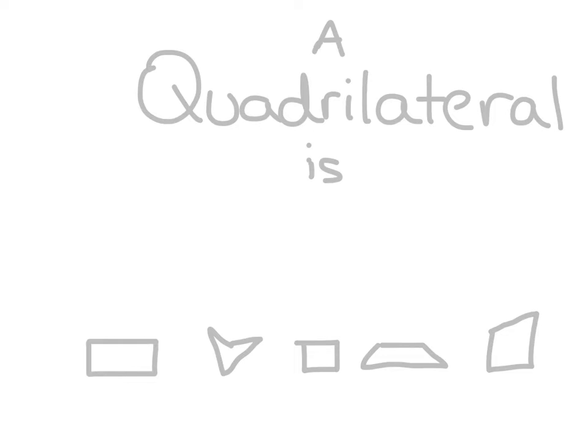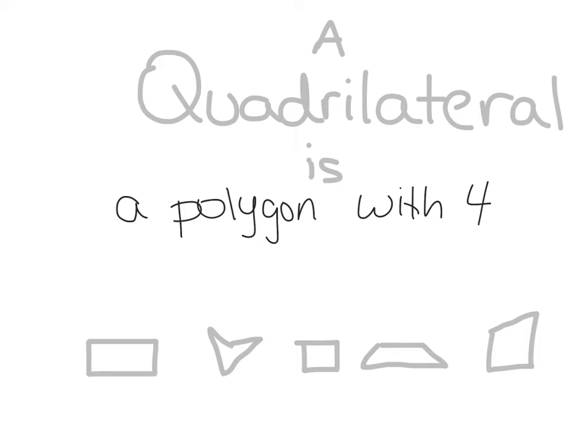So what is a quadrilateral? A quadrilateral is a polygon with four sides. So if you have a polygon and it has four sides, it is a quadrilateral.